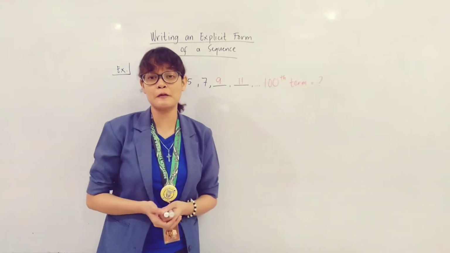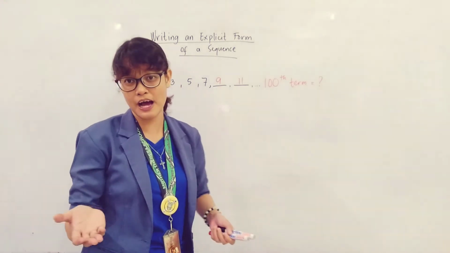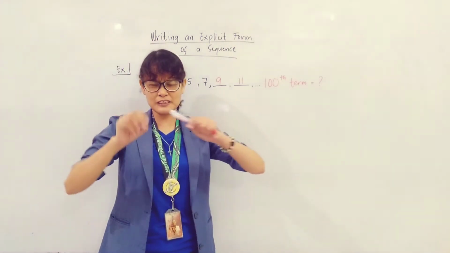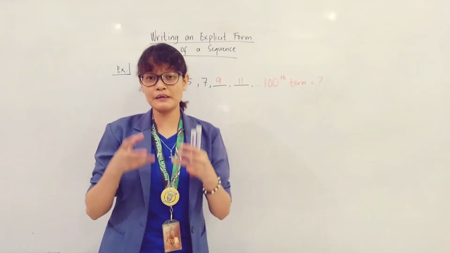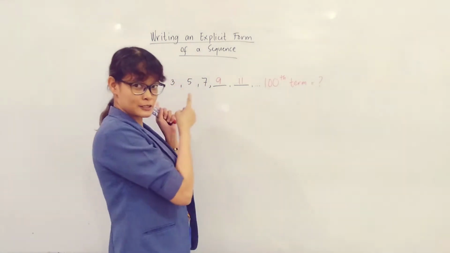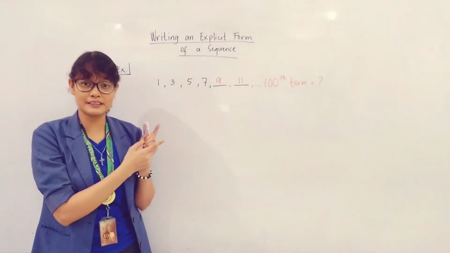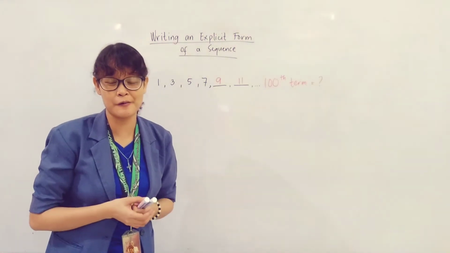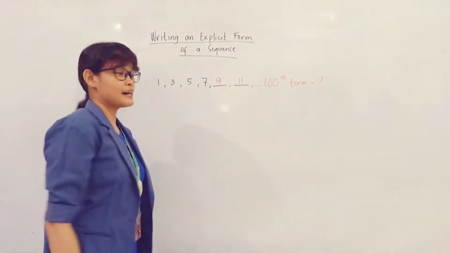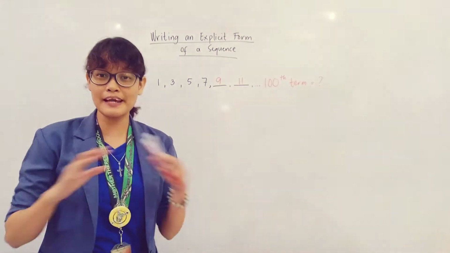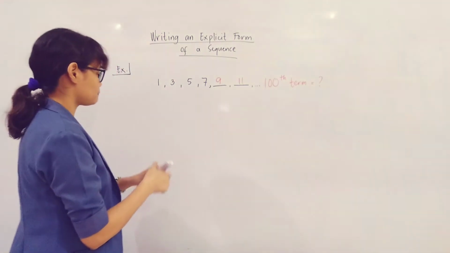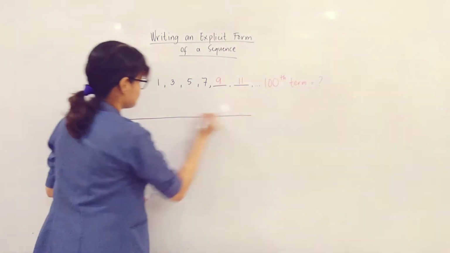So, dito papasok yung importance ng explicit formula ng isang sequence. Instead of listing down all the terms, we are just going to come up with a formula that defines this particular sequence, okay? Para mas mapadali yung trabaho natin. First, ang gagawin natin is to rewrite these terms in a table form. So, gagawa tayo ng table, okay? Ganito.